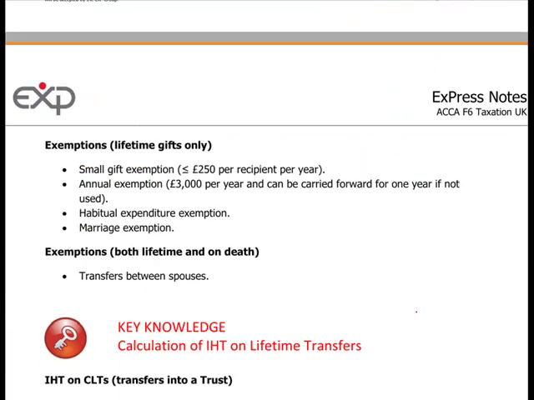Now, we talked about exemptions. Basically, the exemptions are: small gift exemption, less than £250 per recipient per tax year. So remember, tax years end every 5th of April. Annual exemption, £3,000 per year. It can be carried forward for 1 year and 1 year only if it's not used. But if you don't use it, it is lost.